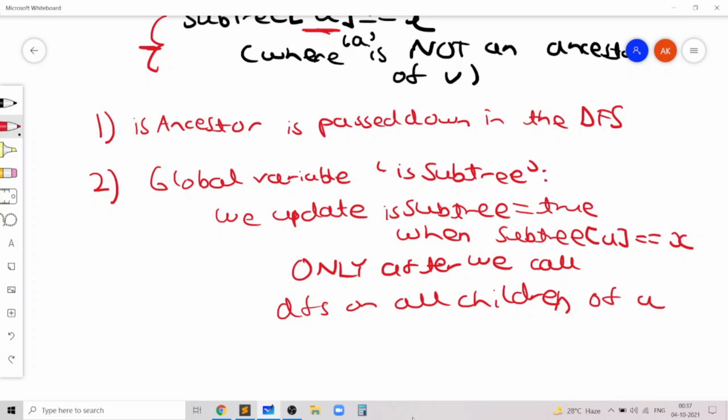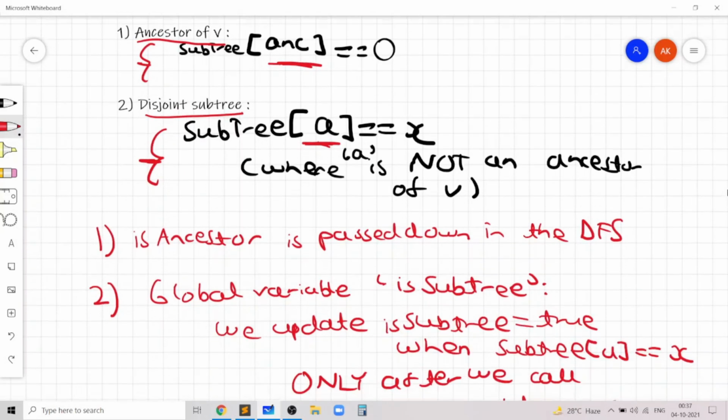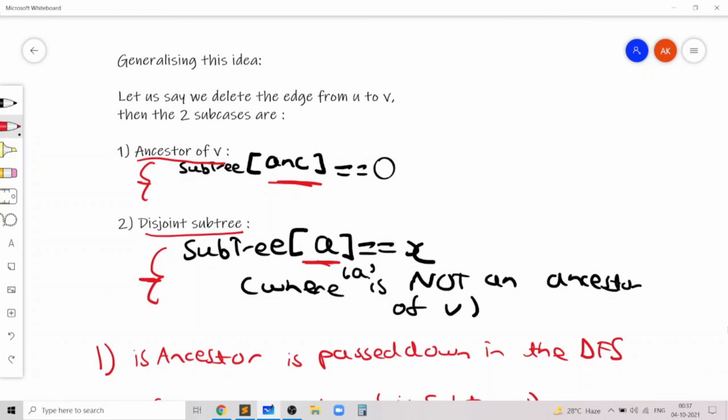So in this way we update is subtree, and basically whenever we are at some node v, we need to check whether is ancestor is true, and if it is true and if the subtree of the current node v is equal to the x value, then we return true.